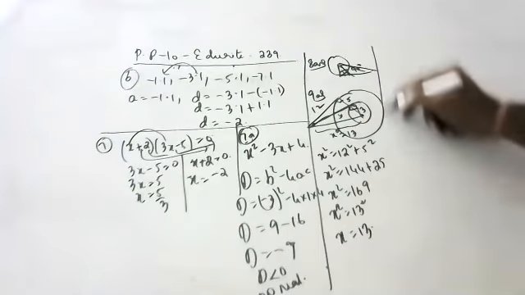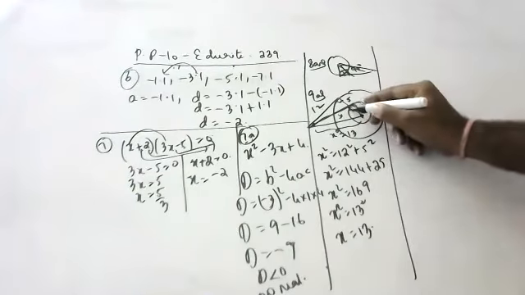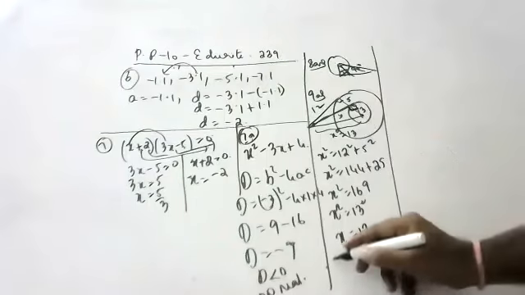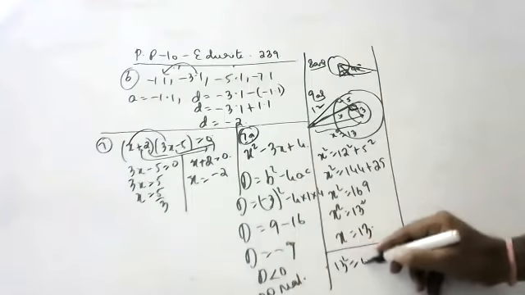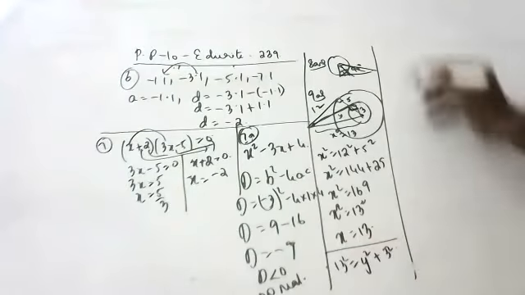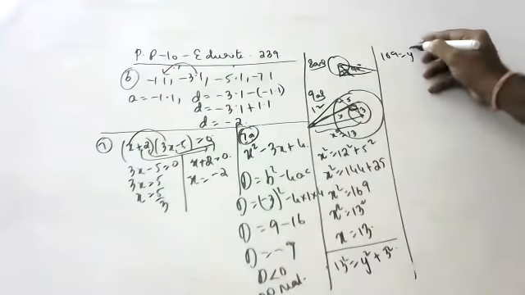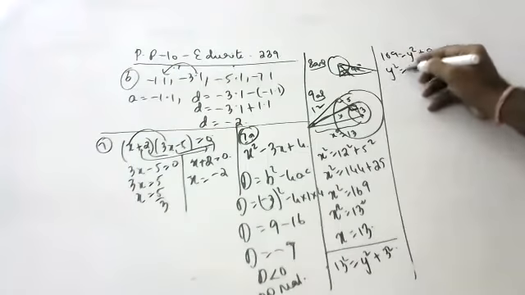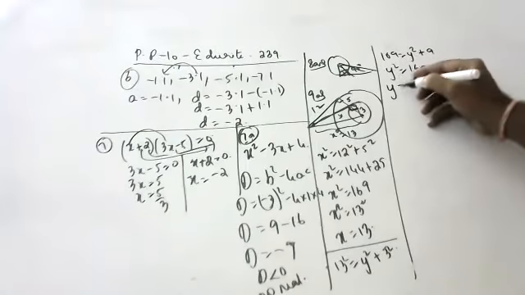So again, you apply Pythagoras theorem, children, for this one. 13 square is equal to y square plus 3 square. 169 is equal to y square plus 9. Y square is equal to 160.